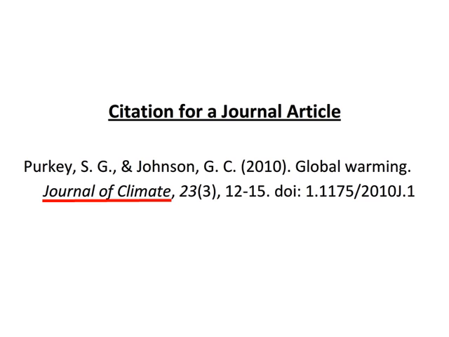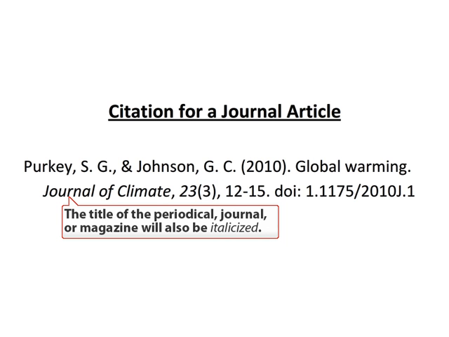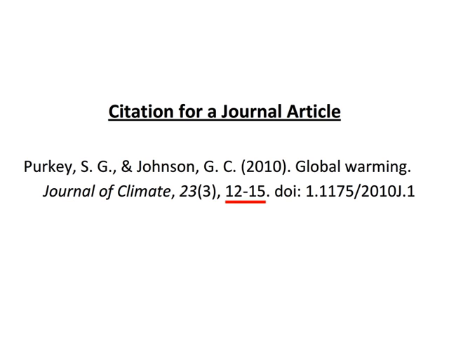Next is the title of the periodical or journal, with all major words capitalized, followed by the volume and issue number, which is in parentheses. The title of the periodical, journal, or magazine will also be italicized. Then list the page range from which the information was cited, followed by the closing punctuation mark.